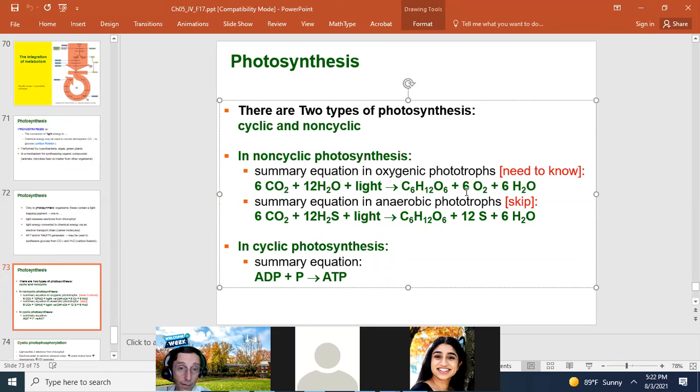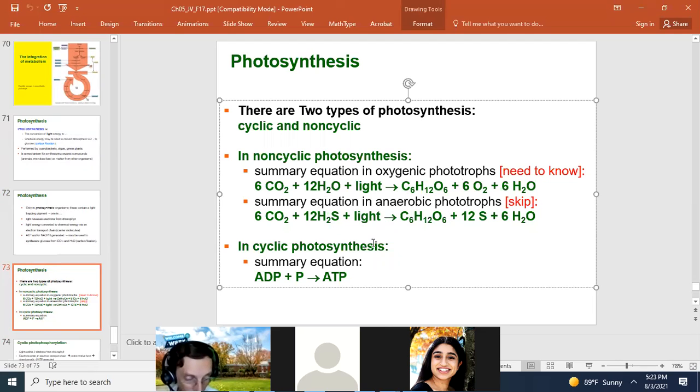There is another non-cyclic photosynthesis reaction, and it does not produce oxygen. So some anaerobes can engage in photosynthesis, fixing carbon into glucose. And they do use light, but they're using hydrogen sulfide instead of water. And they don't make oxygen, they make sulfide. You don't need to know that. I'm not gonna quiz you on that. However, you should know there is another photosynthetic reaction.